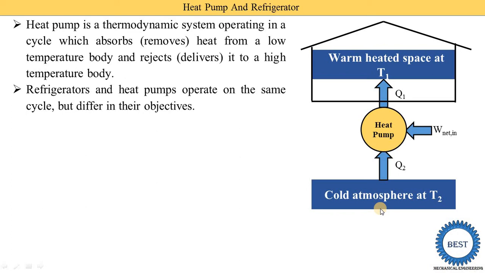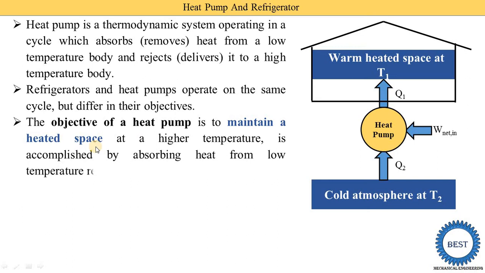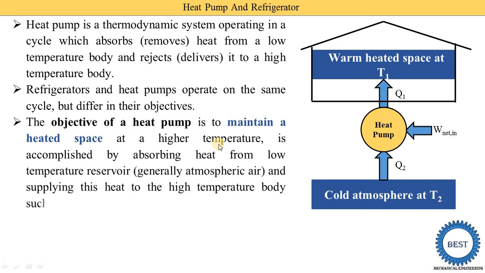This is the basic objective. The objective of a heat pump is to maintain the heated space, and in India we are not using the heat pump. Okay, so at a higher temperature is accomplished by absorbing the heat from the low temperature reservoirs. So generally it is the atmosphere air. So this cold atmosphere at the T2 is our atmosphere air. Okay, means it is the outside area of our home or a room, that is our cold atmosphere.